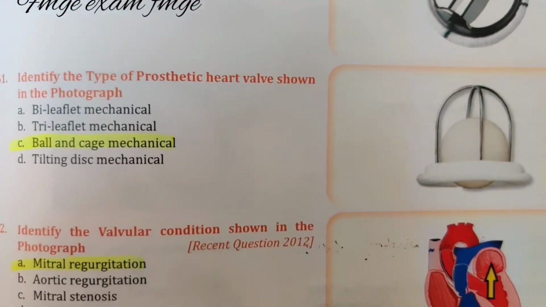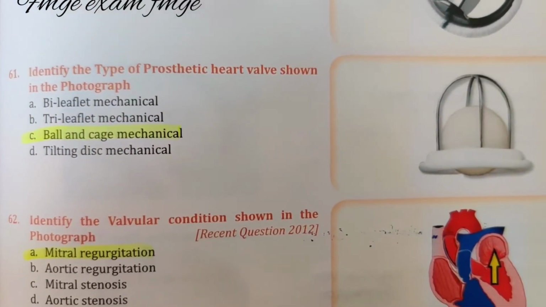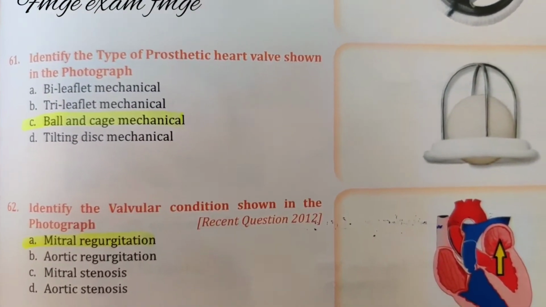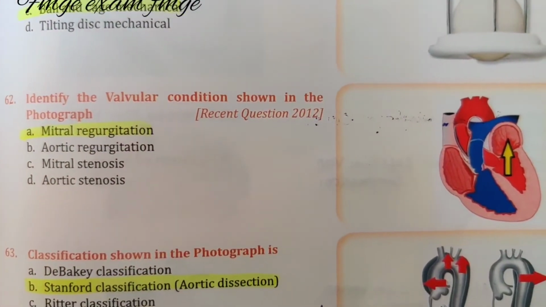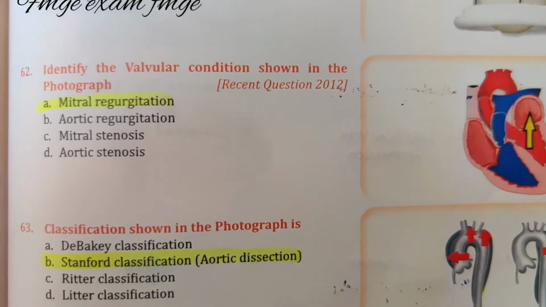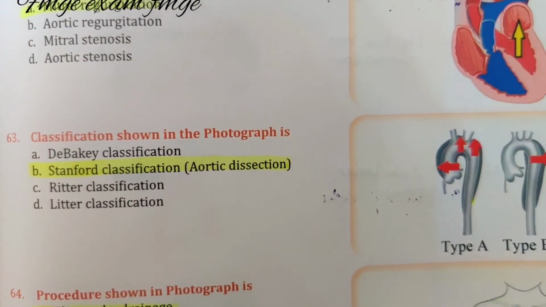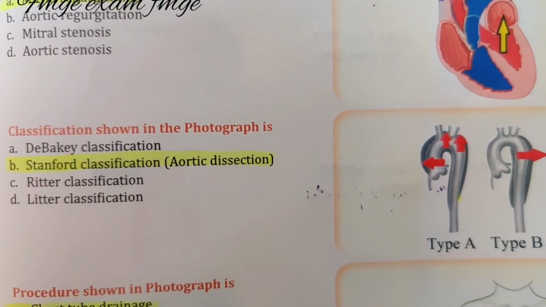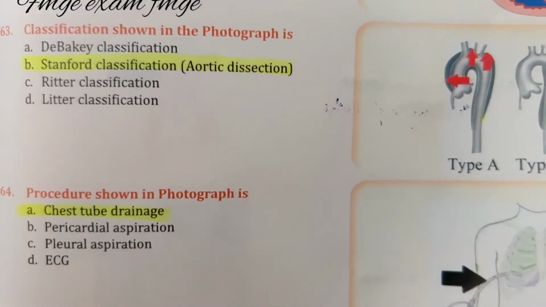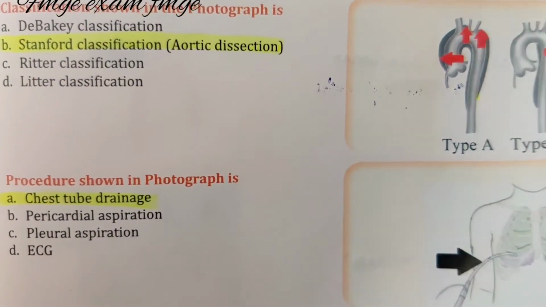Identify the type of prosthetic heart valve shown in the photograph: ball and cage mechanical. Identify the valvular condition shown in the photograph: mitral regurgitation. The classification shown in the photograph is the Stanford classification, aortic dissection. The procedure shown in the photograph is chest tube drainage.